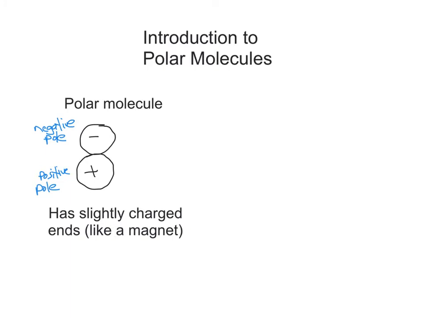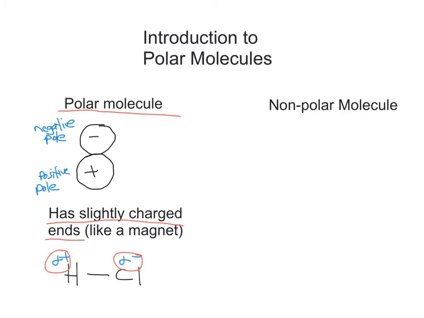So basically, this polar molecule has slightly charged ends like a magnet. And an example of a polar molecule would be HCl, because our hydrogen is slightly positive and our chlorine is slightly negative. So there's areas, or a positive pole and a negative pole.